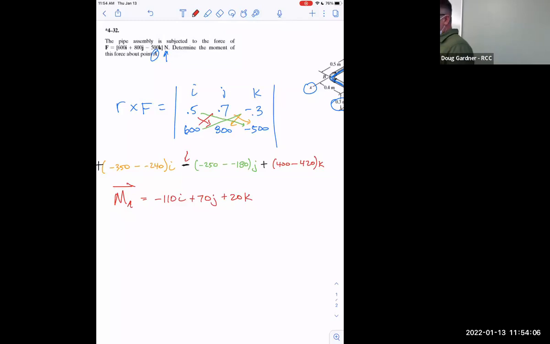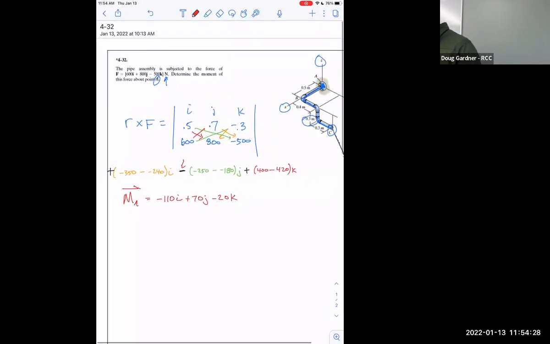If I didn't make any dumb mistakes. Am I wrong anywhere? Yeah. What's wrong with k? 400 minus 420 is negative 20. Thank you. You'd have found it eventually.